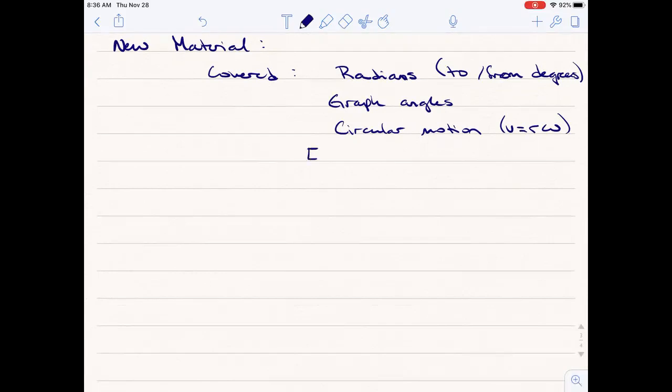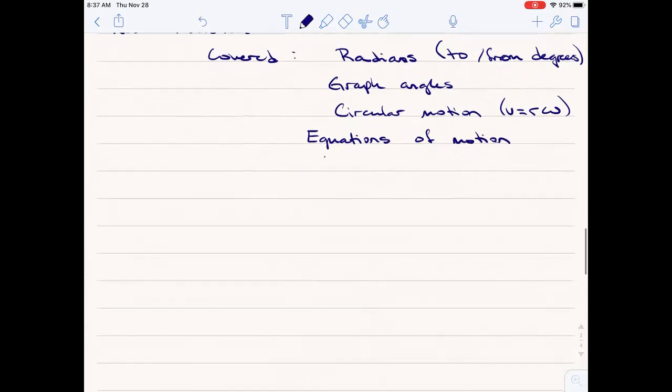We did talk about the equations of motion. X is R times cos omega t, and Y is R times sine omega t. That was on your assignment, and it was a jerk move, but we had done an example just like it in class. So, a jerk move, but not really.